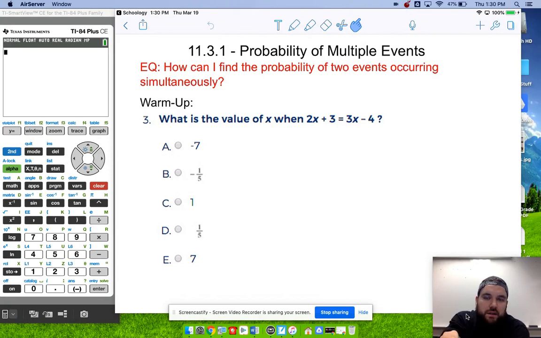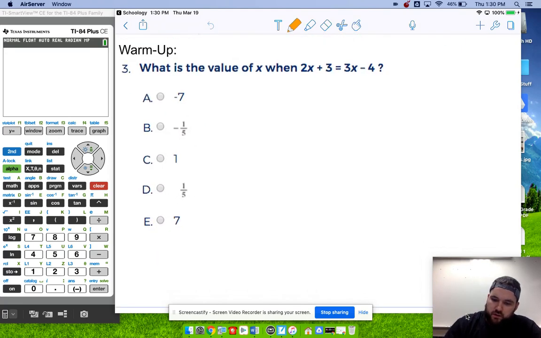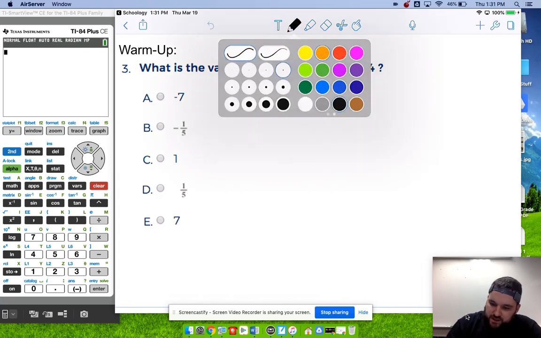This video is part one of section 11.3, which is probability of multiple events occurring simultaneously, or at the same time. The essential question is how can I find the probability of two events occurring simultaneously? So we'll talk about that. But just begin again on the theme of an ACT type warm-up question.